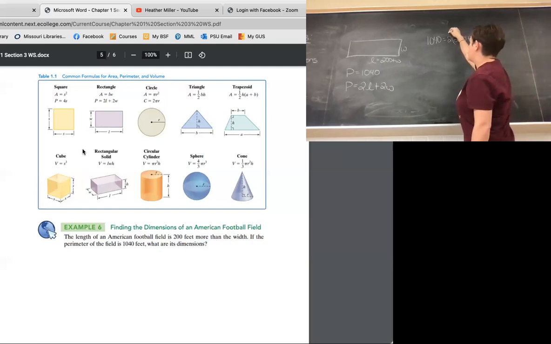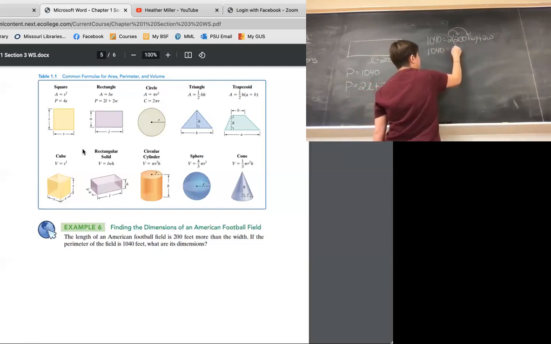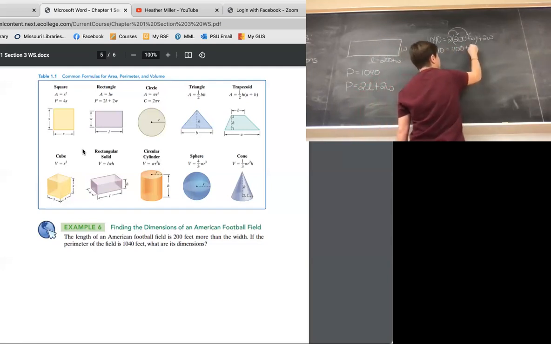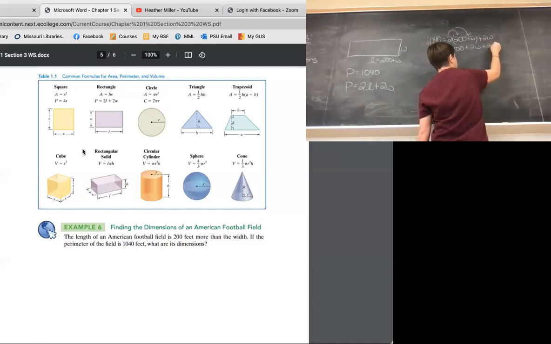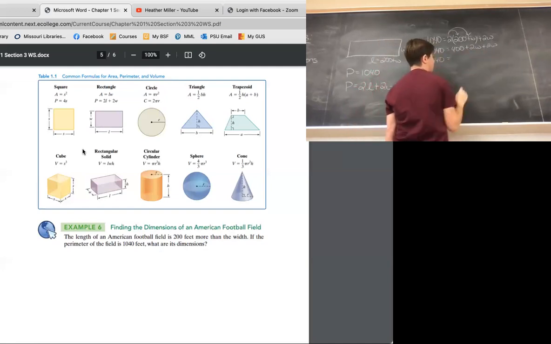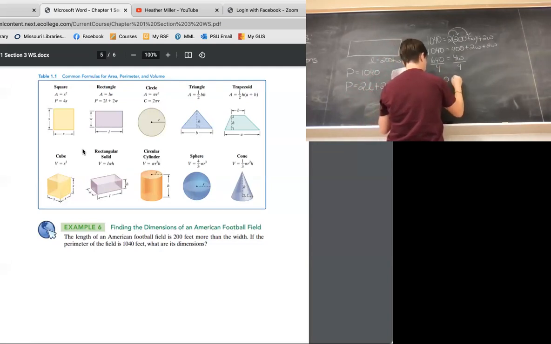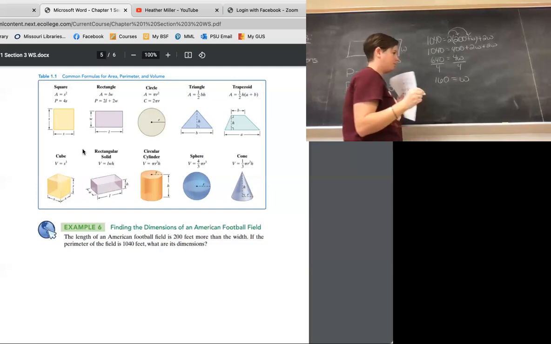So you're going to have to distribute that 2 into the 200 and to the W. So you get 1040 equals 400 plus 2W plus 2W. I'm going to subtract over my 400 and I get 640, and then combine my 2 W's, give me 4W. Divide both sides by 4, and I get 160 equals W.